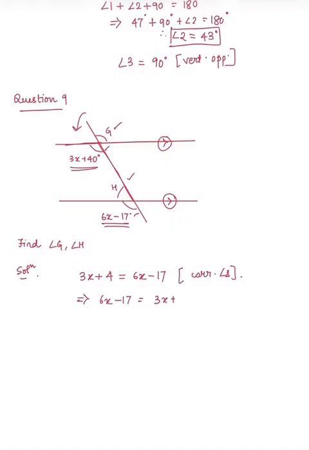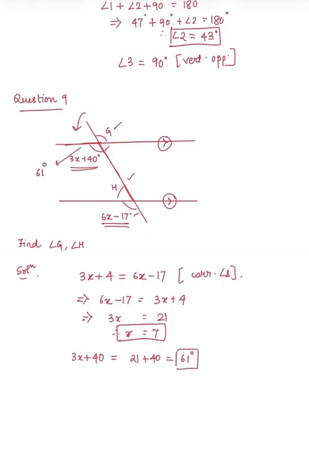if we solve them, what do we get? 3x is equal to 21. So x is 7. Now put that over here. So 3x plus 40. What is the value? 3x plus 40 is 21 plus 40. So that gives us 61 degrees. So this is 61 degrees.